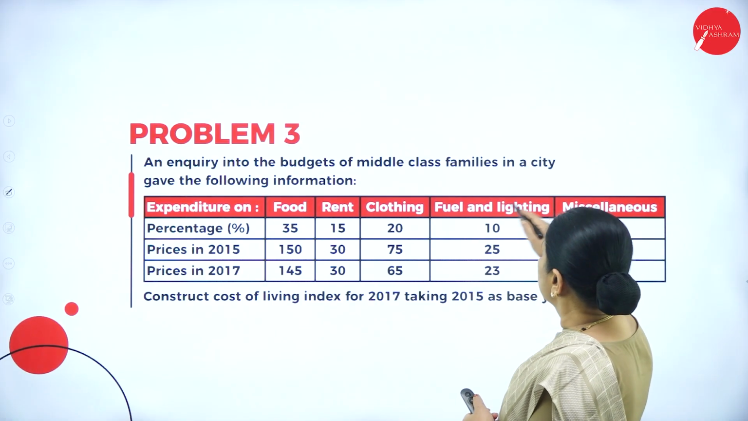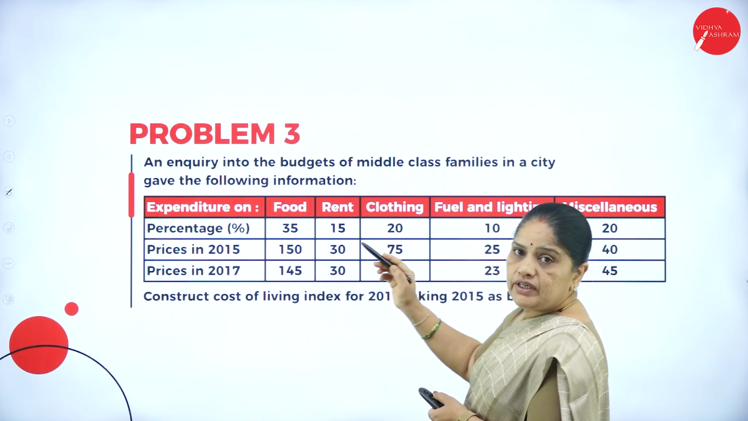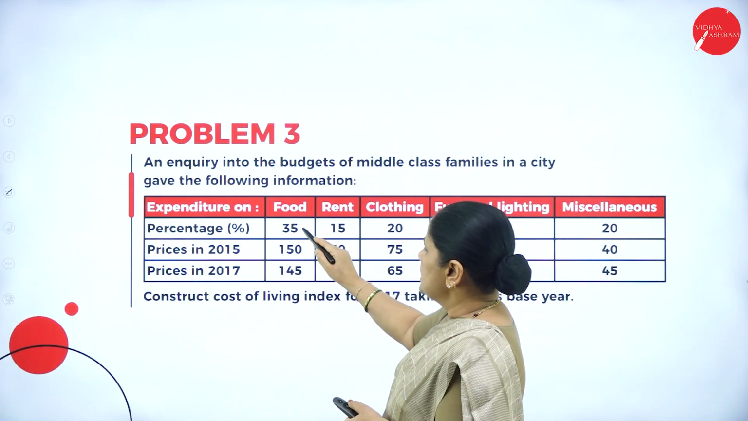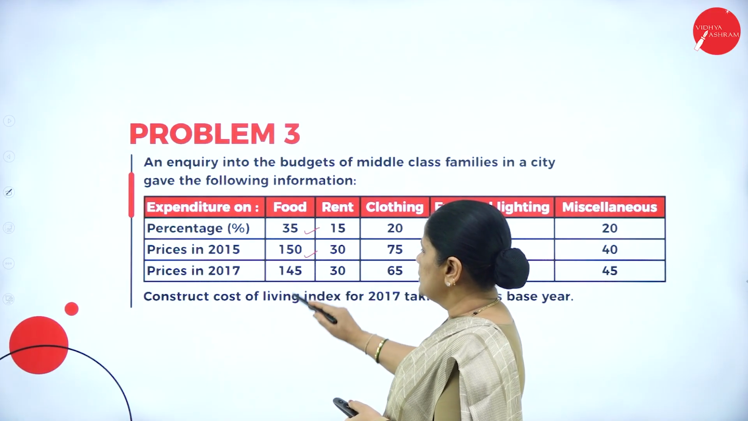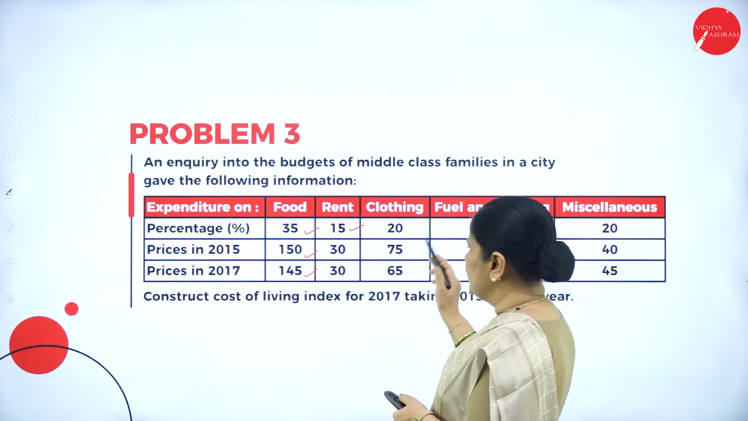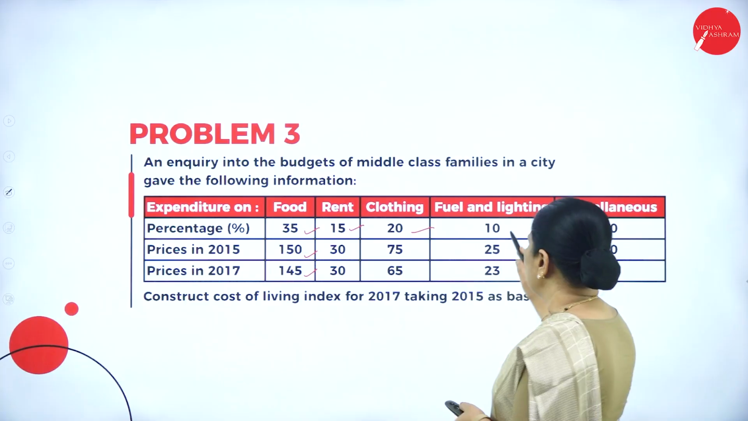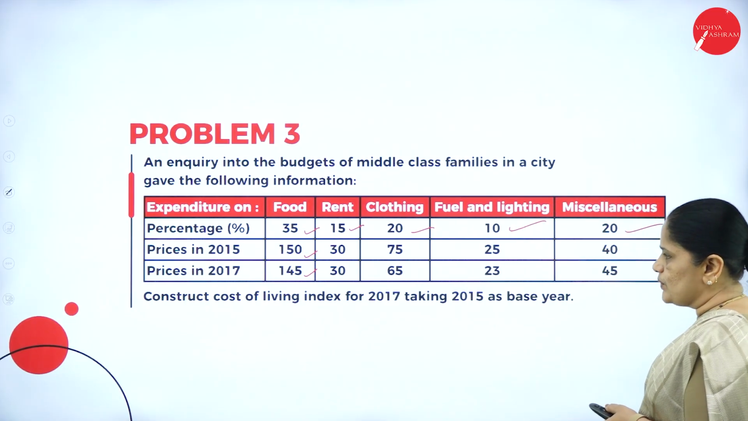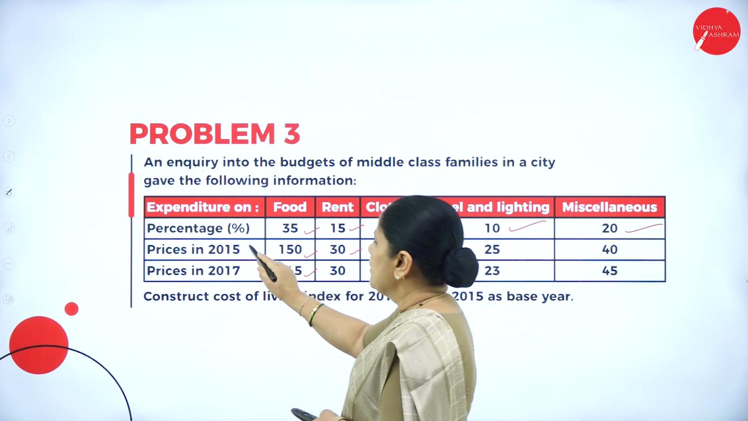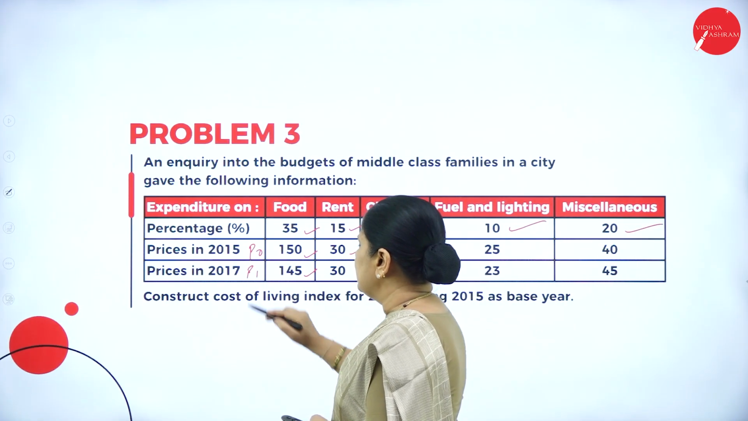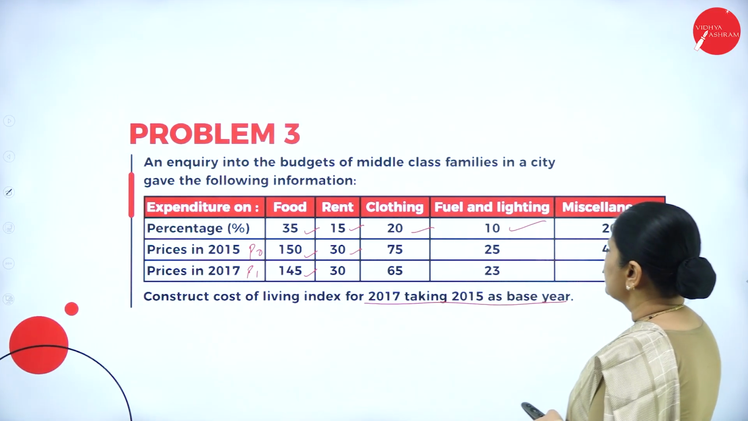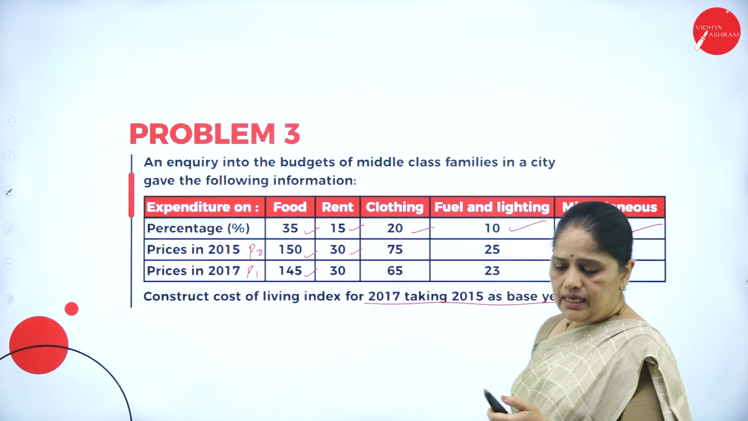Now next we have the problem 3 here. An inquiry into the budgets of the middle class family in a city gave the following information. So we have the percentages here. Percentage is 35%, price is 150 and 145. So the rent is 15% of the budget, clothing is 20%, fuel is 10%, miscellaneous is 20%. So we have the prices of 2015. This is the base year price, this is the current year price.